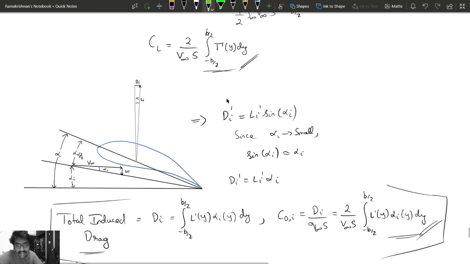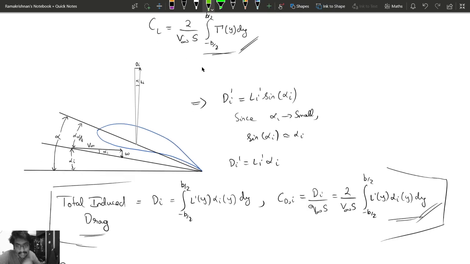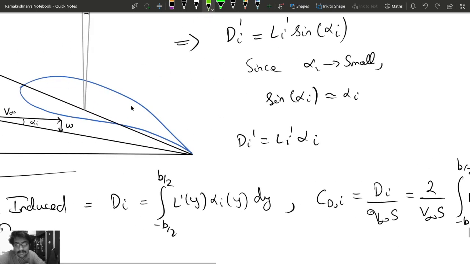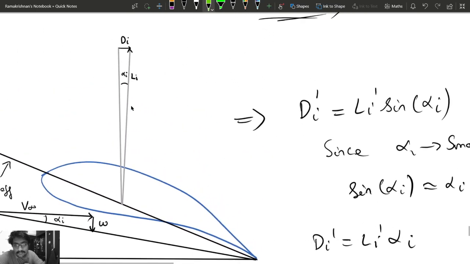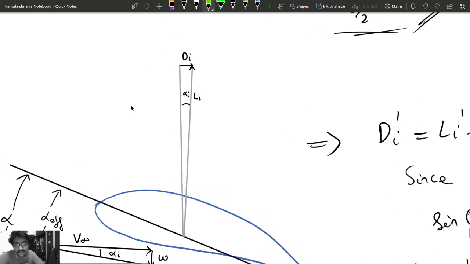And we can calculate drag easily from this figure. We can see that if I represent lift by this vector, this small angle of attack alpha i causes a small drag, and this Di is nothing but the induced drag that we wanted to derive so long.